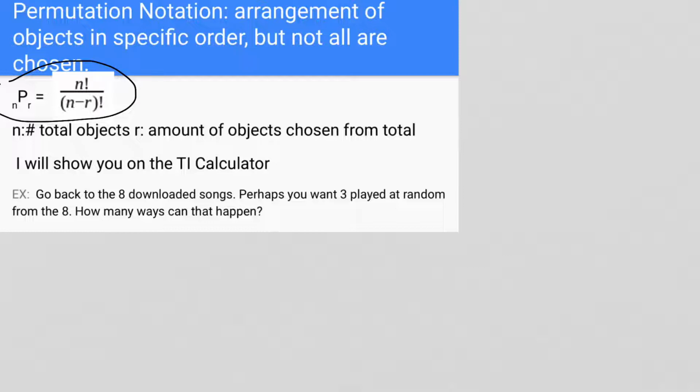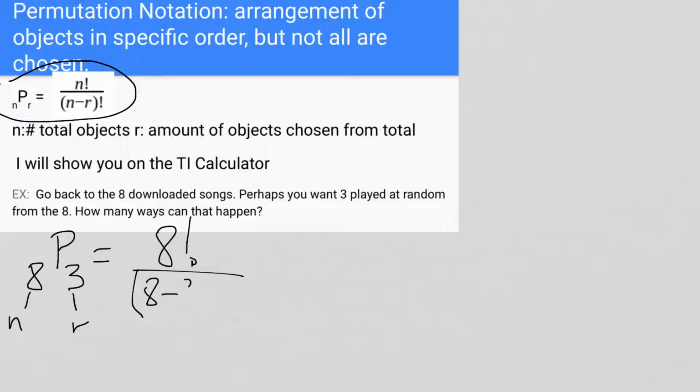So let's go back to that example that we had before about the 8 downloaded songs. Perhaps you only want 3 to be played at random from the 8. How many ways can that happen? So we are going to be doing a permutation. The total objects, the bigger number on the left side, is 8. And I only want to choose 3 of the 8 to be played at random. So if I was to do the formula way, this is my n and this is my r, I would do 8 factorial divided by 8 minus 3 factorial. So it's 8 factorial divided by 5 factorial.